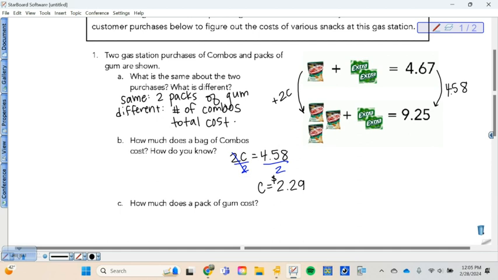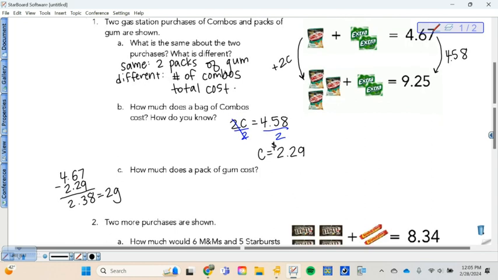Why? Yeah, so if I take the $4.67 and I subtract out the combos, what do you get? $4.67 minus $2.29. Very good. So it gives us, what was it? $2.38. Thank you. So then that $2.38 equals the 2 packs of gum, right?